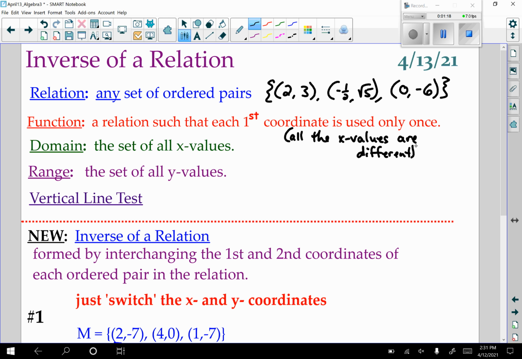We've talked about domain and range before. The domain is a set of all the x values, the range is a set of all the y values, and a function passes a vertical line test, meaning if a vertical line passes through a function once, or passes through a relation once, then it is a function.